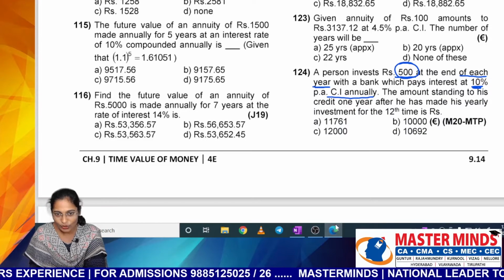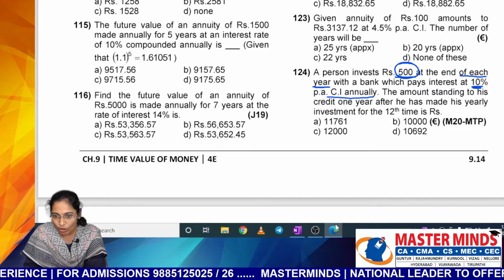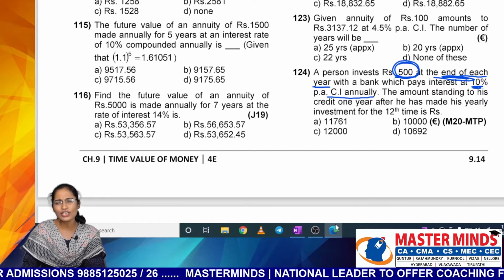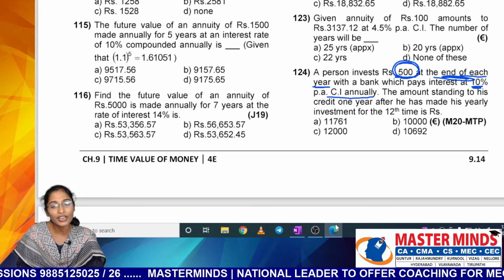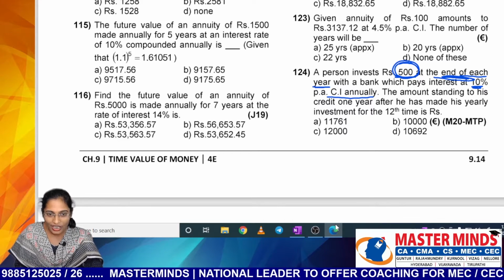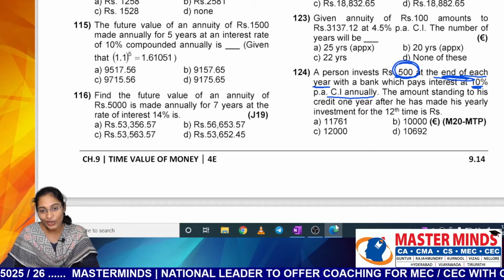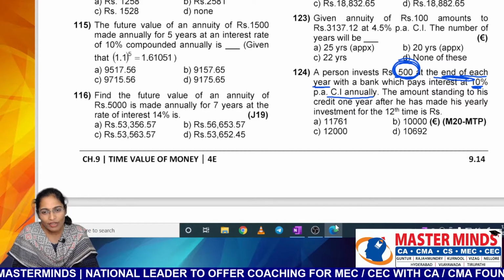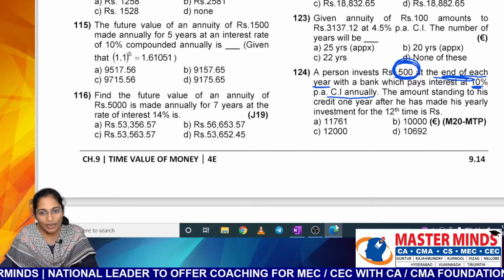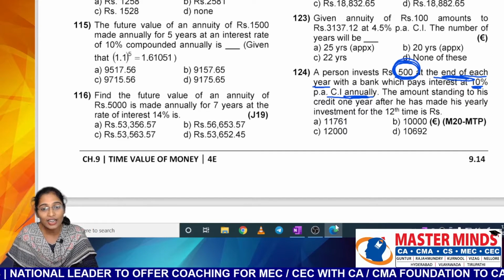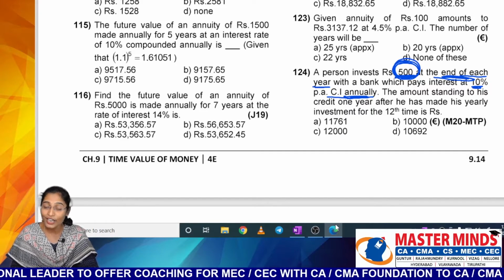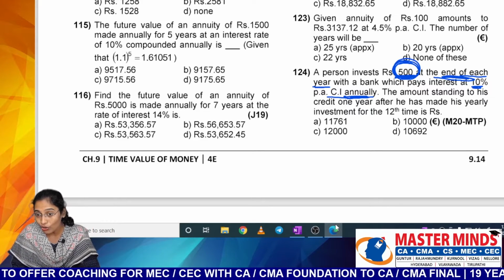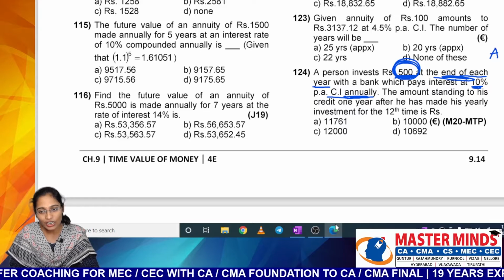Let's see the continuation of the question. A person invests how much? 500, at the end of each year. End of each year means, is it ordinary annuity or annuity due? Yes, ordinary annuity. How are you saying that this question is related to annuity? Yes, as I said, is it one payment or more than one payment, guys? More than one payment. How many times is he paying? Annually, more than once, at the end of each year. It's a sequence of payments. That's how you can conclude that this is a question related to annuity.